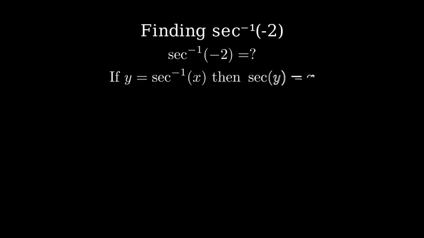Let's solve for sec inverse of -2 and understand what this means geometrically. First, let's recall what sec inverse means. The secant inverse function finds an angle theta such that secant of that angle equals our input. In this case, we're looking for an angle theta where sec theta equals -2. Let's visualize this on the unit circle.